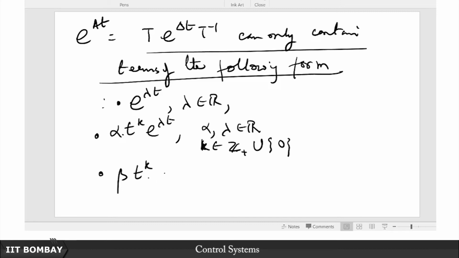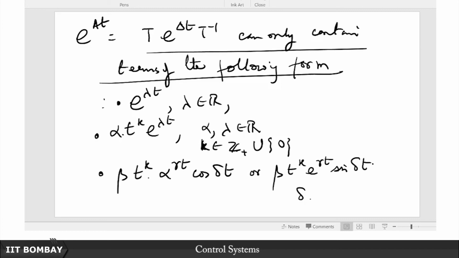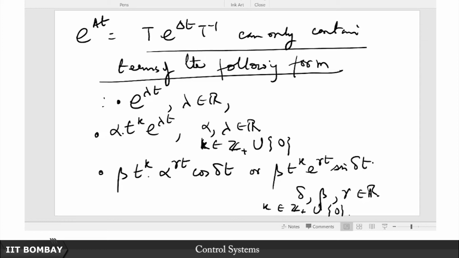The third type of term is beta t to the power k e to the gamma t cos delta t, or beta t to the power k e to the gamma t sin delta t, where delta, beta, gamma are real numbers and as before k is some non-negative integer, yeah. So these are all the type of terms that can enter.